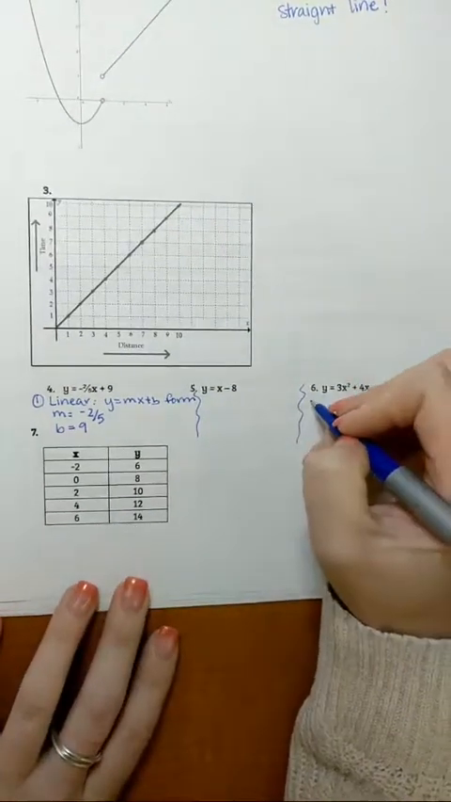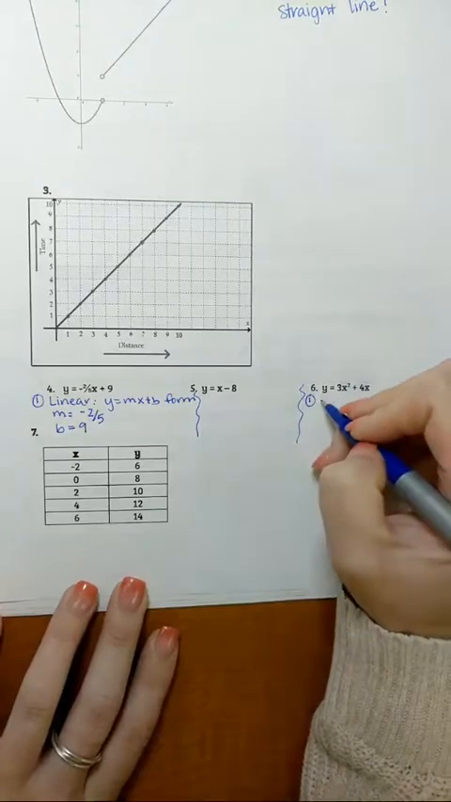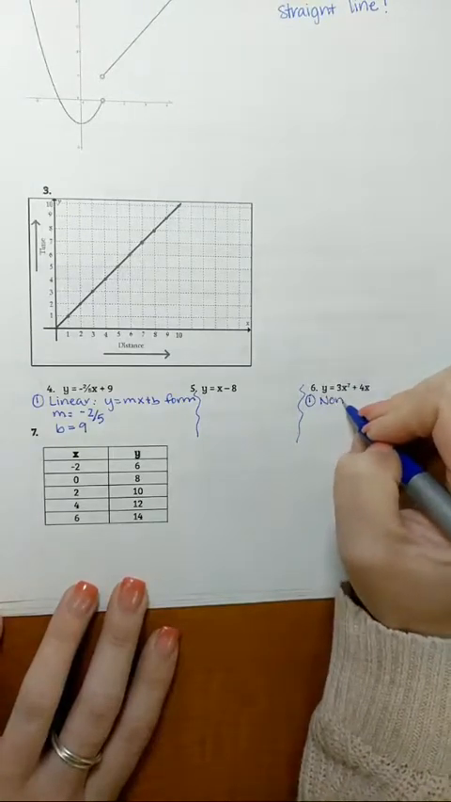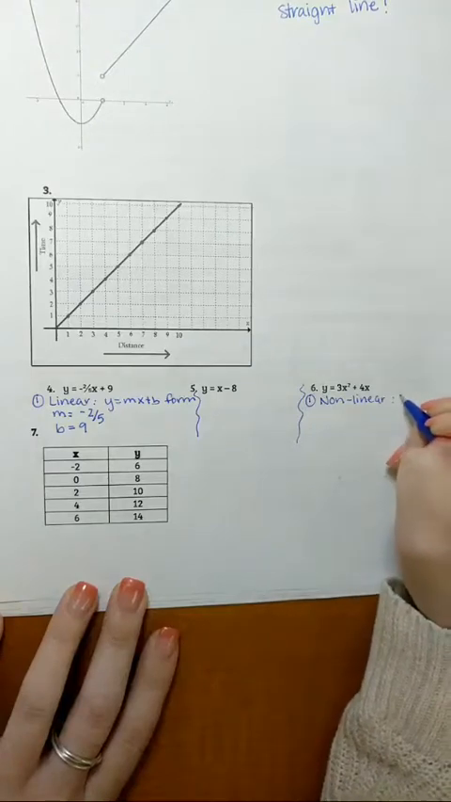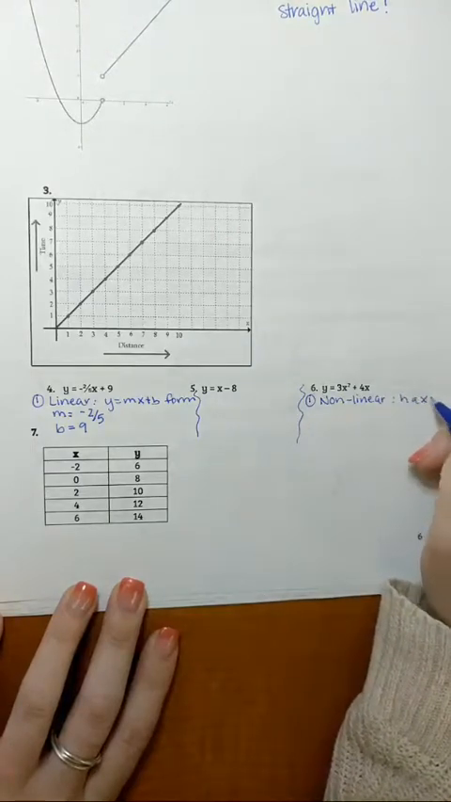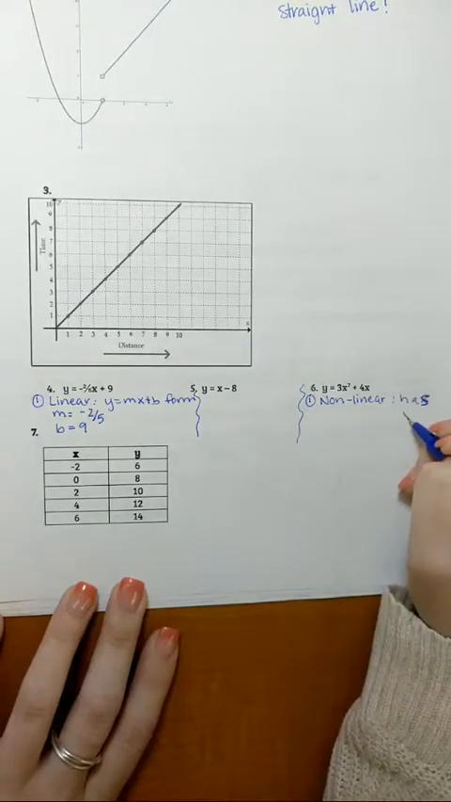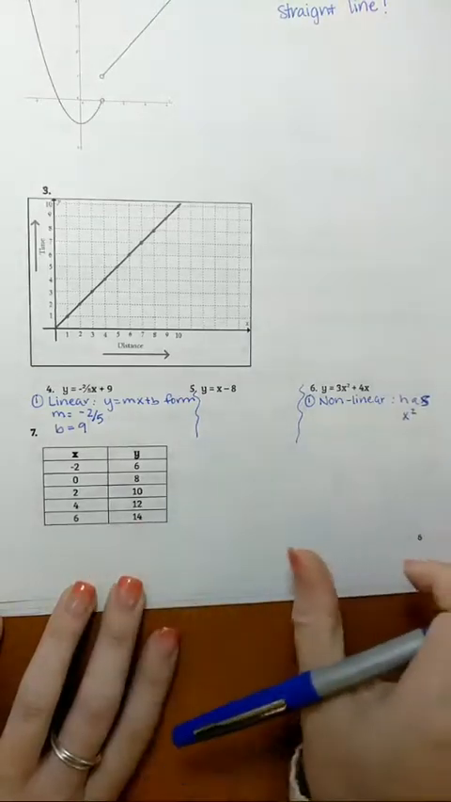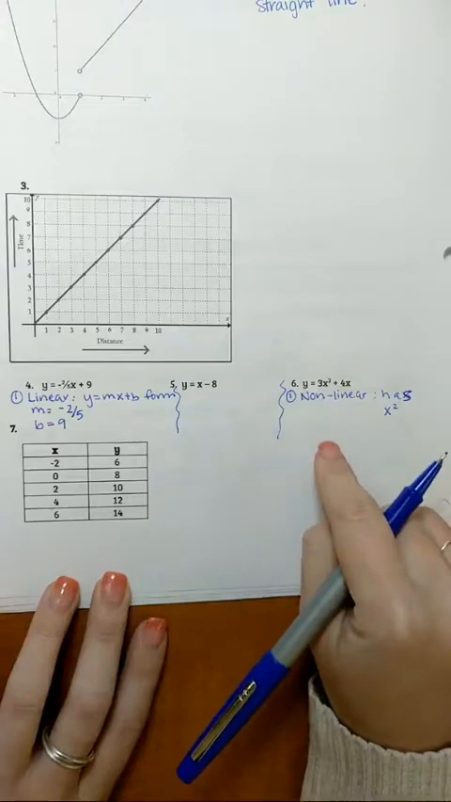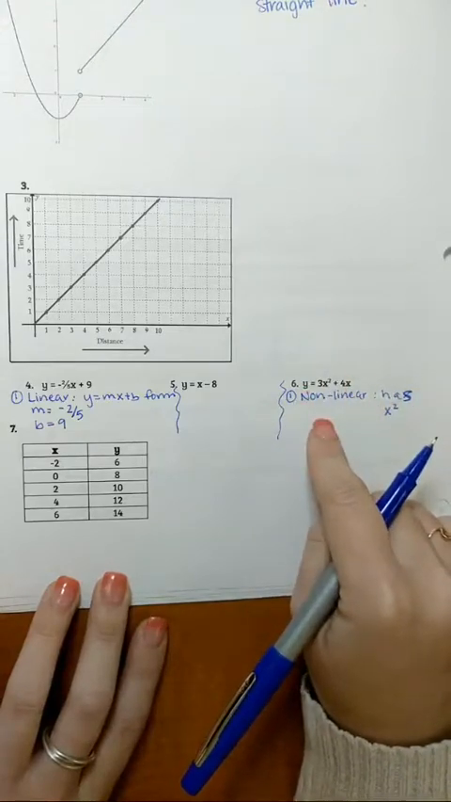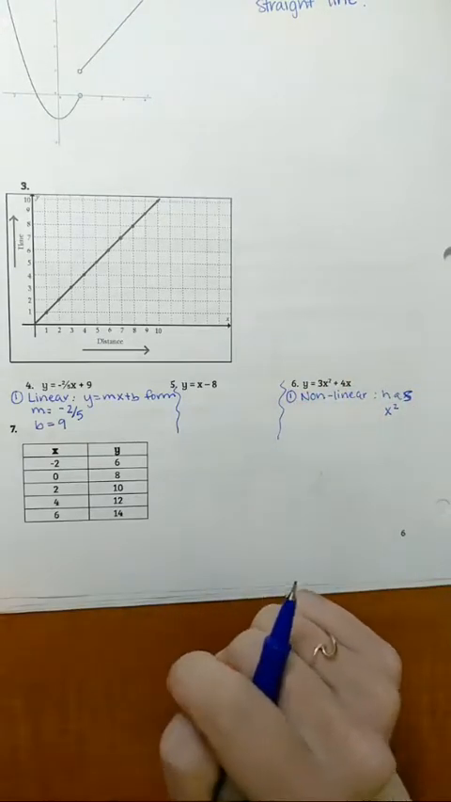And then number 6, so this is non-linear, and that's because it has an x squared. So again, we don't have to put what m and b are because this is not linear.